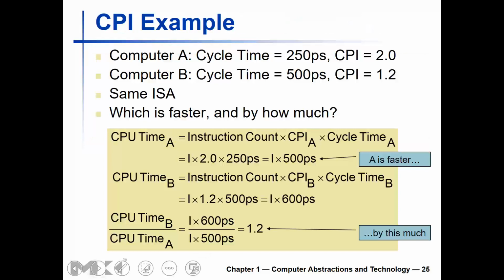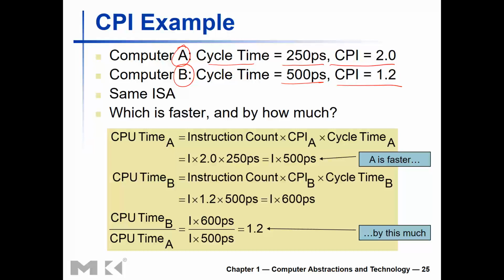He says we have another example. We have two computers, computer A and computer B. The cycle time for computer A is 250 picoseconds, and the CPI is 2 cycles per instruction. For computer B, the cycle time is 500 picoseconds, and the CPI is 1.2. And he's asking me to find out which computer is faster.